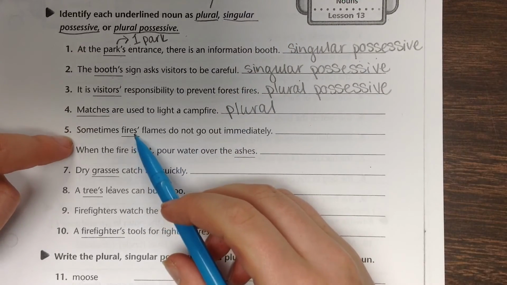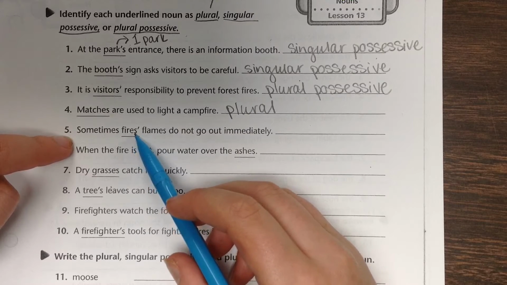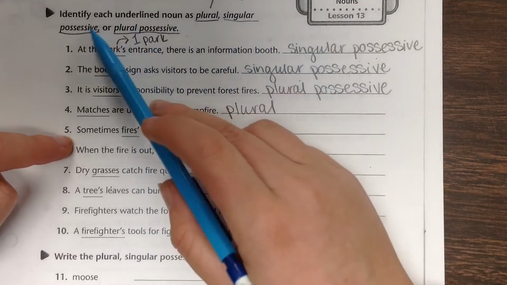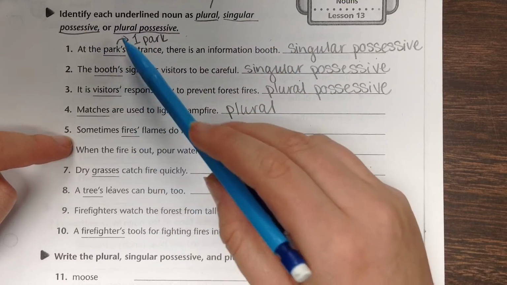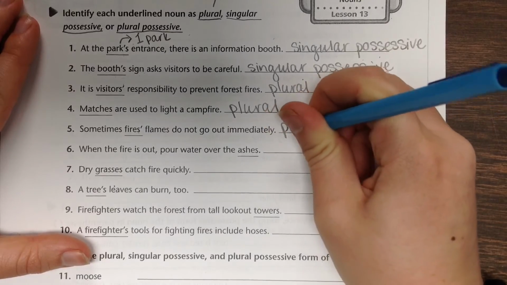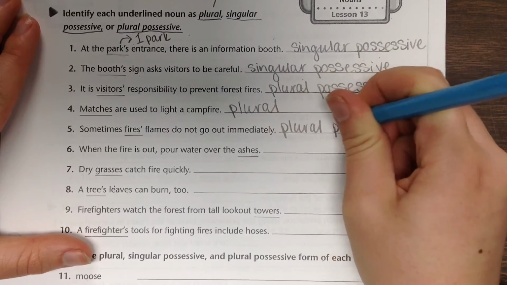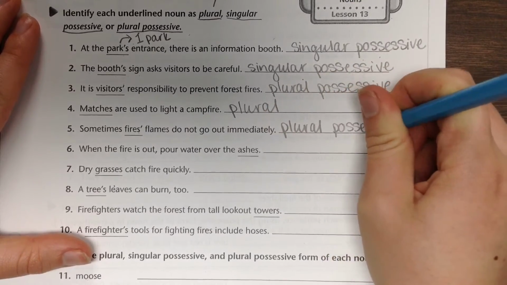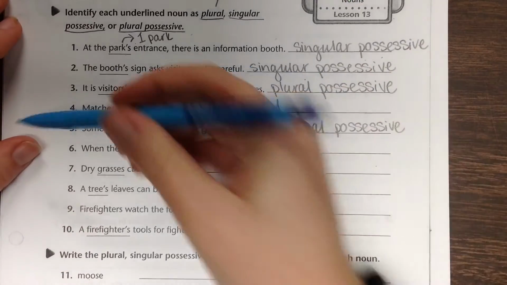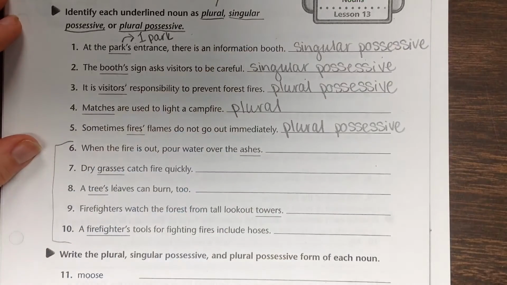What about here? I'm going to pause and think for a second. Is it talking about more than one fire, or is it just talking about one fire? If it's just talking about one, it's going to be singular possessive. If it's talking about more than one, it's going to be plural possessive. What do you think? It is going to be plural possessive. All right, I'm going to have you finish out this page, so you'll do 6 and 10 by yourself.